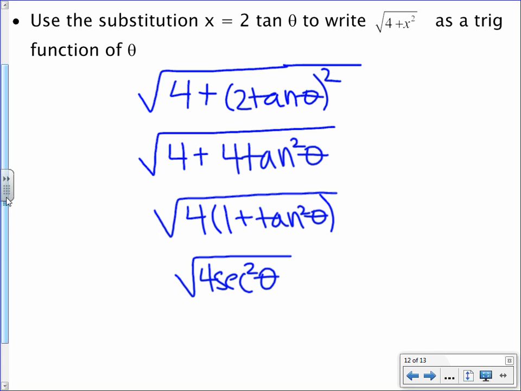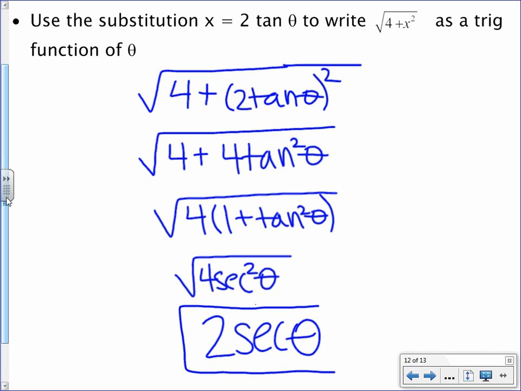And what's the square root of 4 secant squared theta? 2 secant theta. It would not be plus or minus because we're not solving. If this was an equation and we square root both sides of the equation, then it would be plus or minus. But since we're just making a substitution, no. You want me to raise that up?